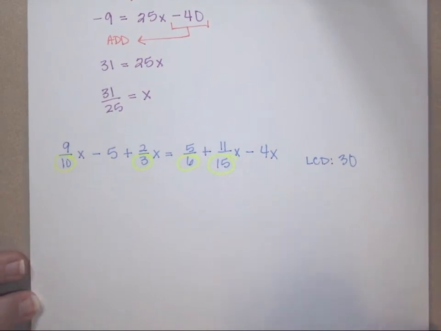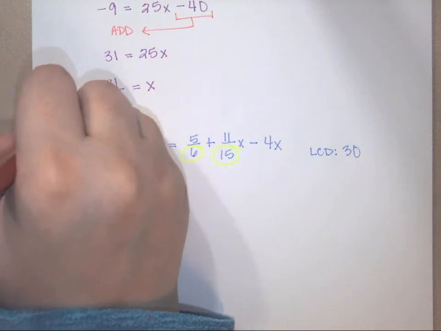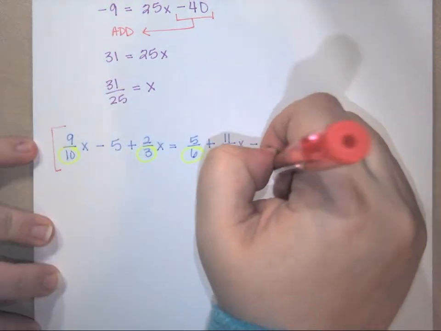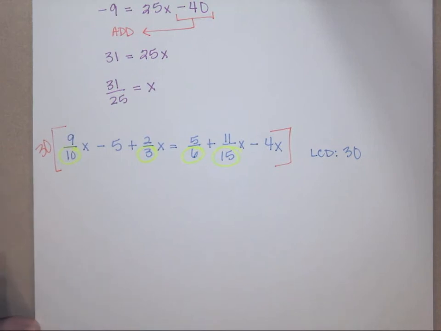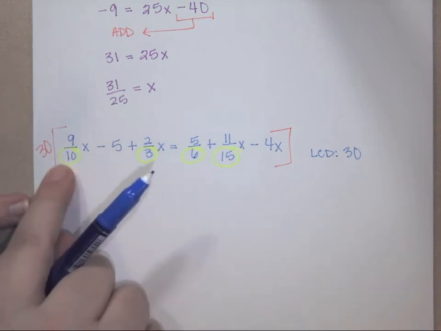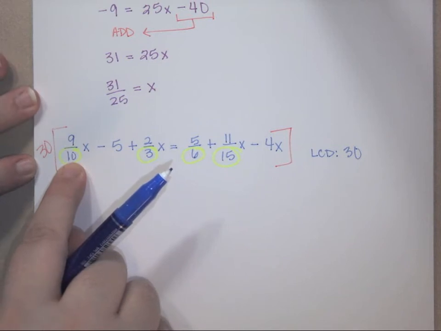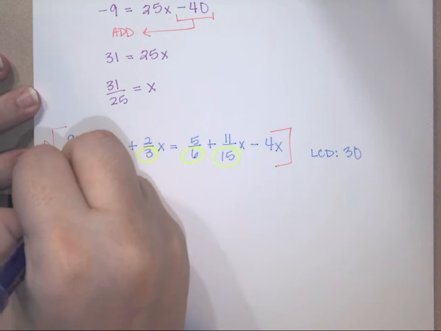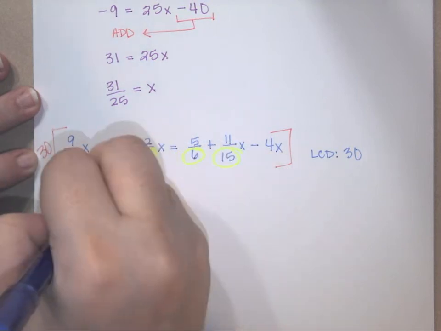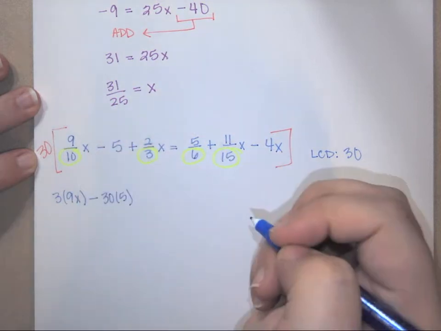So we can go ahead and use 30 as that least common denominator. And just like before, I'm going to take my entire equation and multiply it by that 30. So that's going to be 30 times my 9/10 x. So in this case, 30 over 10 becomes 3. So this is 3 times 9x. I'm going to have minus 30 times 5.